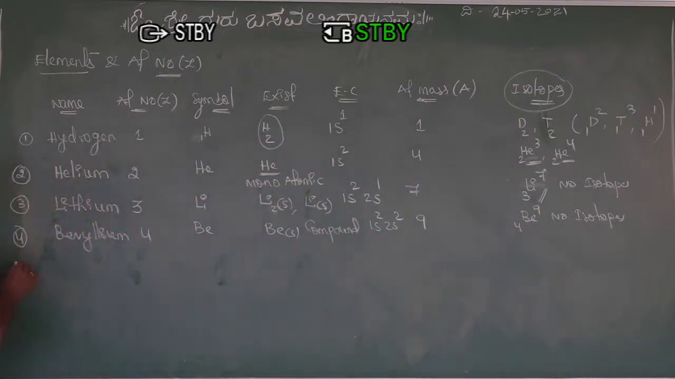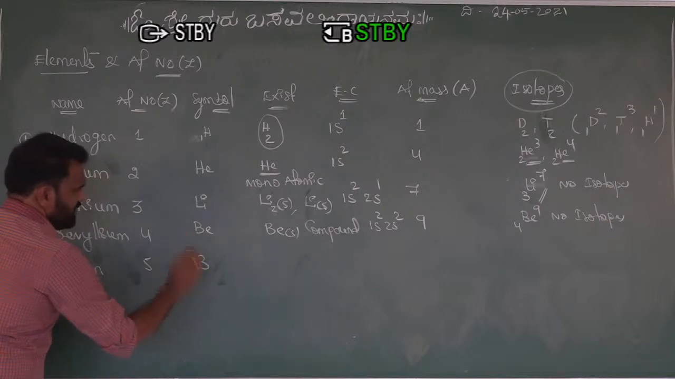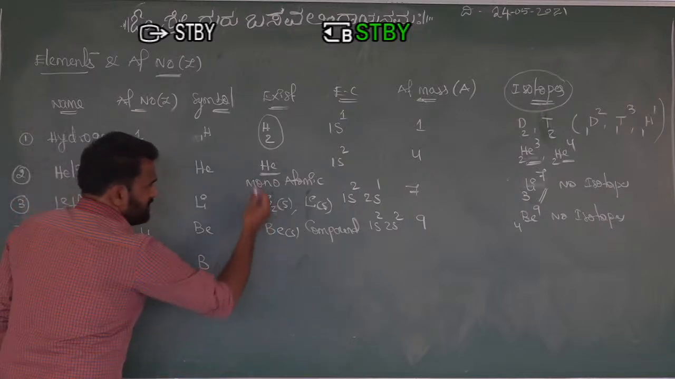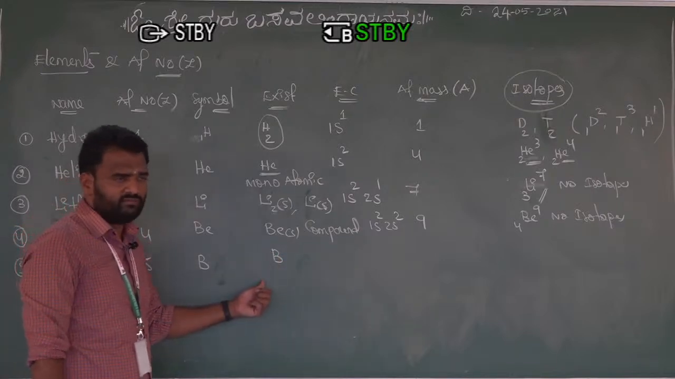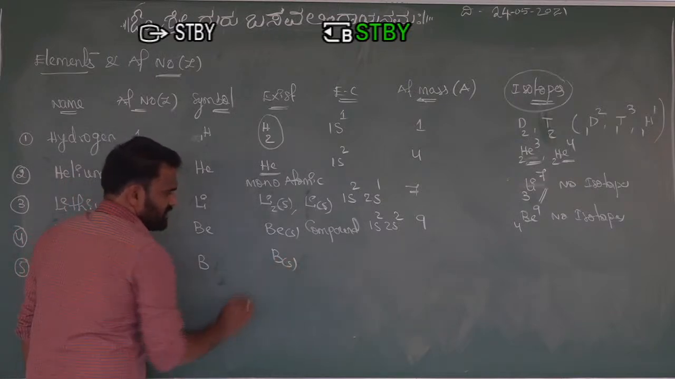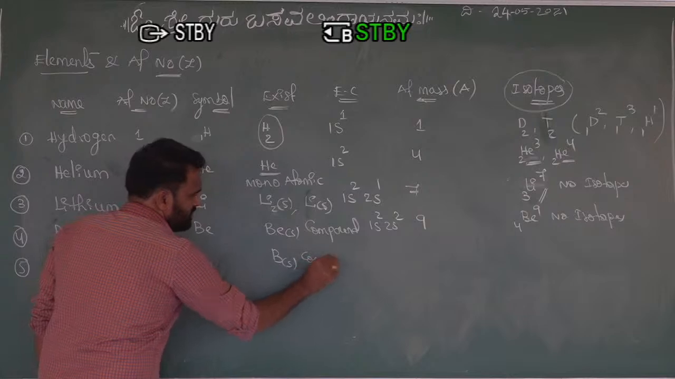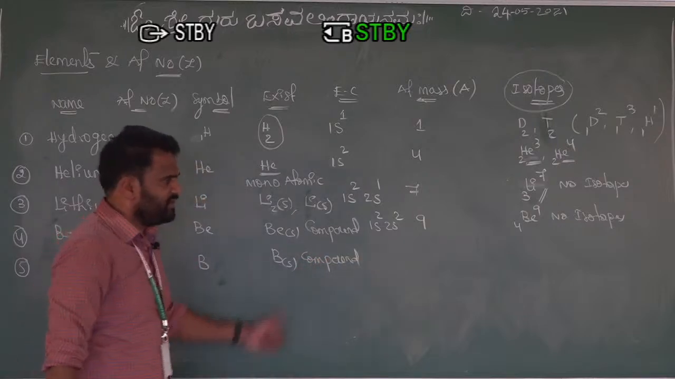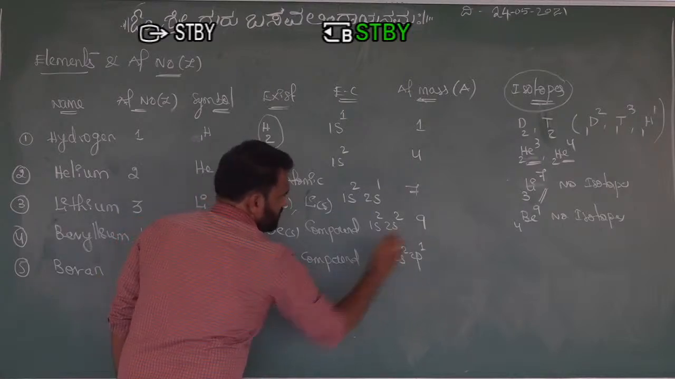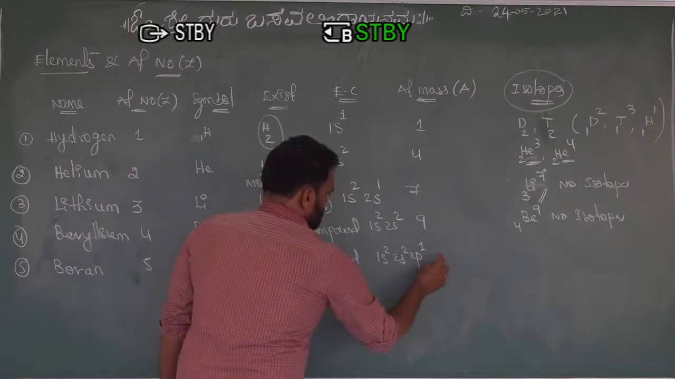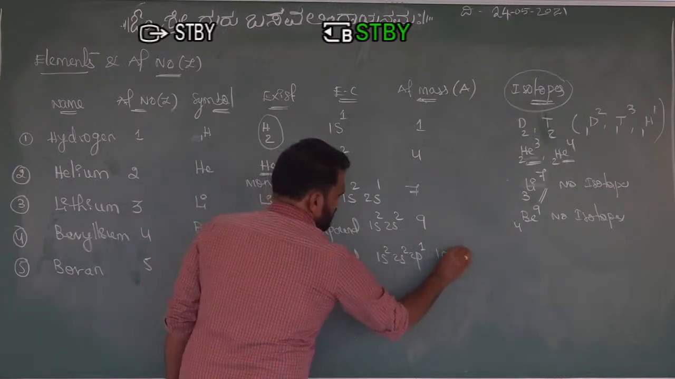Next, the fifth element. The fifth element is boron. Boron's atomic number is 5 and its symbol is B. Boron does not exist in pure metallic form, it's very difficult, but it exists in compounds. It is available in the form of compounds. Its electronic configuration is 1s2, 2s2 and 2p1. And the atomic mass of boron will be 10.8, you have to take it.